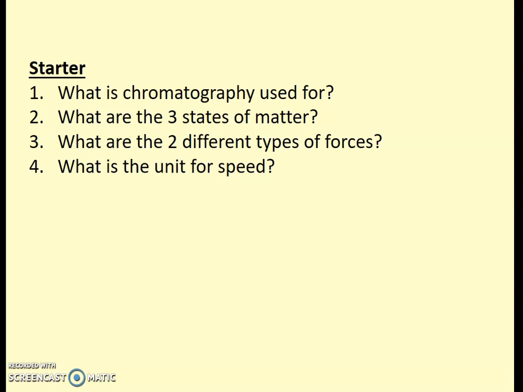What is chromatography used for? What are the 3 states of matter? What are the 2 different types of forces? And what is the unit for speed? So I will give you 4 minutes, so a minute per question, and then we will go through them. So pause the video and have a go.